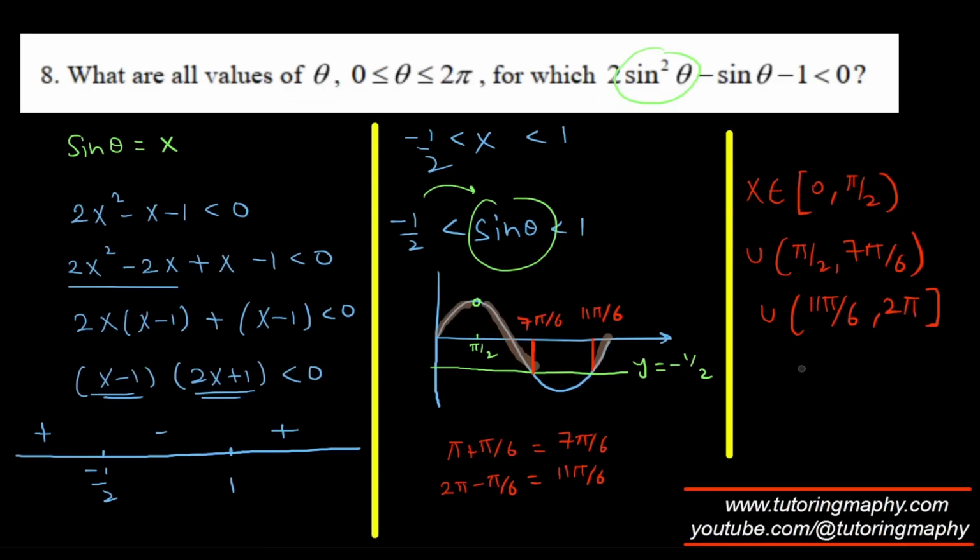interval form. In the inequality form, it will look like x is greater than or equal to 0 and less than pi over 2, comma, pi over 2 less than x less than 7 pi over 6, comma, 11 pi over 6 less than x less than or equal to 2 pi. That's our answer.